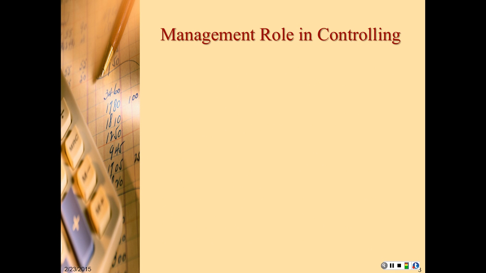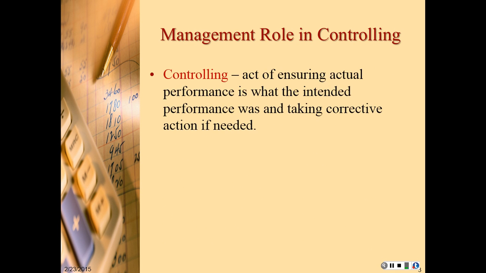So, management role in controlling. First of all, controlling is the act of ensuring actual performance is what the intended performance was, and if it's not, taking some kind of corrective action, if needed, to bring it back on track. Remember, management goals are plan, organize, lead, and control. Those are the 4 main management functions. Your author says a 5th one, staffing. Okay, but if you look at any management text, it's still POLC: planning, organize, lead, and control.